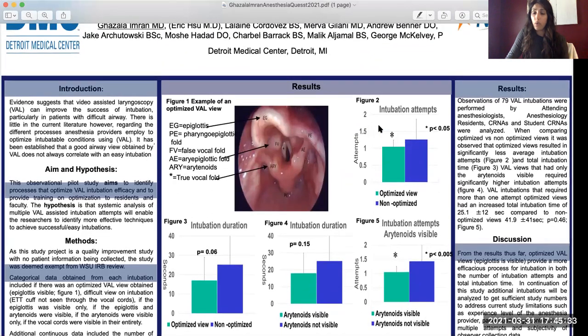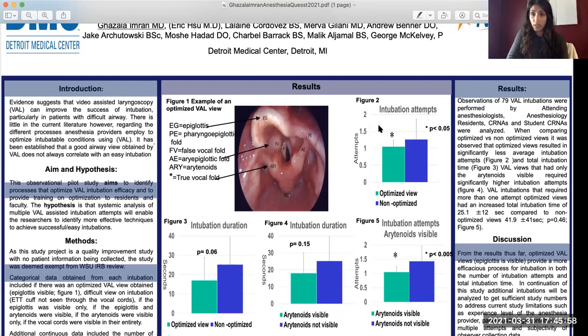And as of right now, we were able to get close to 100 now, but for the sake of this presentation, 79 separate intubations. And we observed a wide scope of providers, everything from anesthesiology attendings, anesthesiology residents, CRNAs, and student CRNAs. So we tried to compare two different categories of views that we would consider optimized and views that were non-optimized.